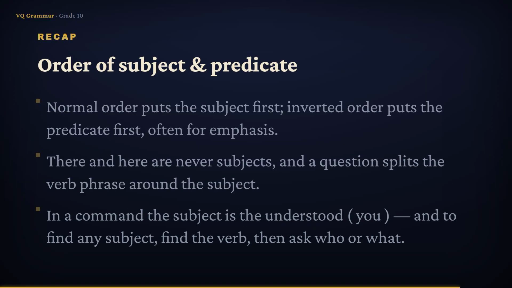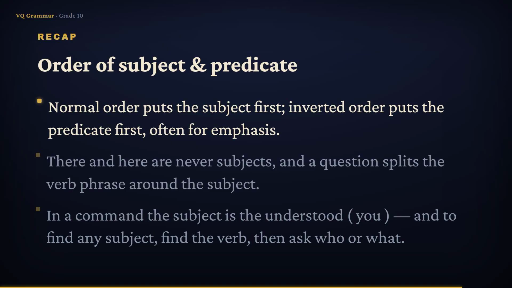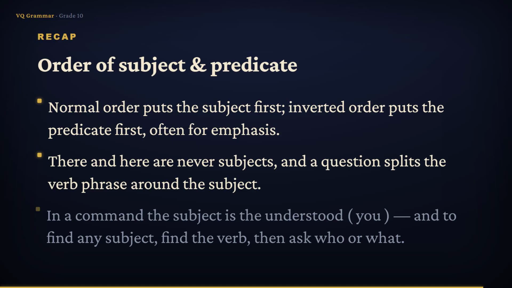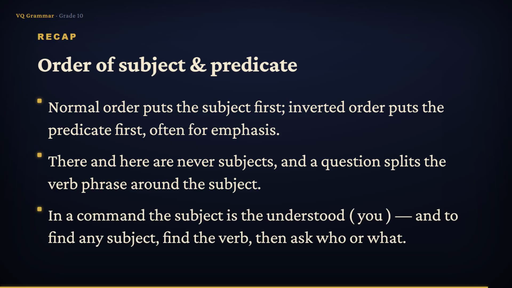Let's pull it all together. In normal order, the subject comes first and the predicate follows. But English loves to shuffle that around. A writer may invert a sentence for emphasis, so the predicate arrives first. A question splits the verb phrase and drops the subject right into the middle of it. And when a sentence begins with there or here, remember that those words are never the subject. The true subject follows the verb. Finally, in a command, the subject is the understood you, standing silently behind the order.